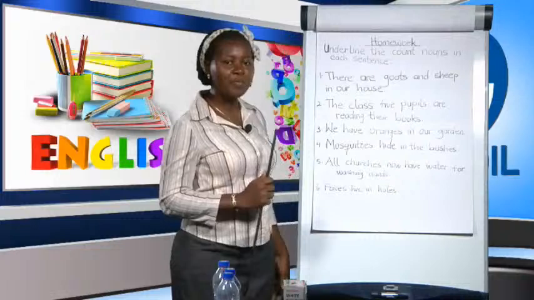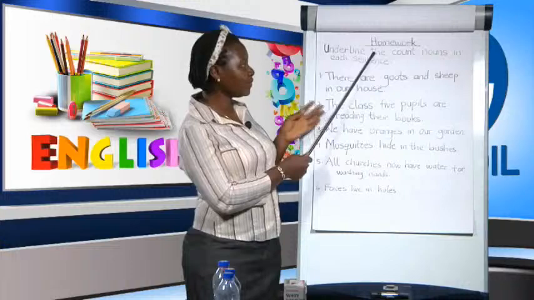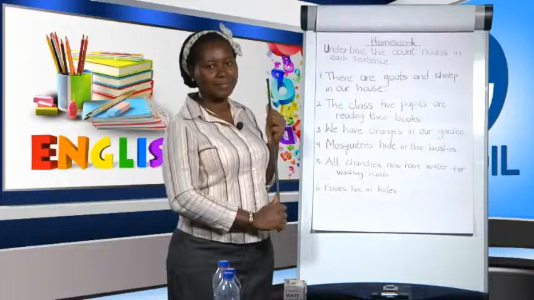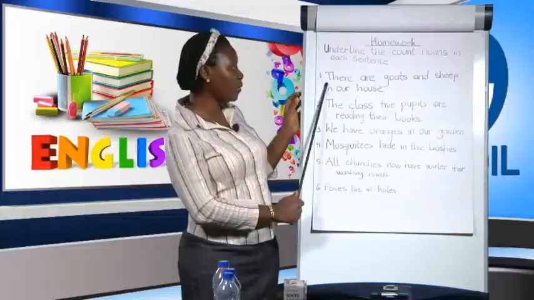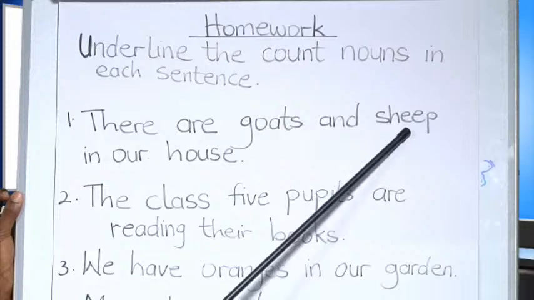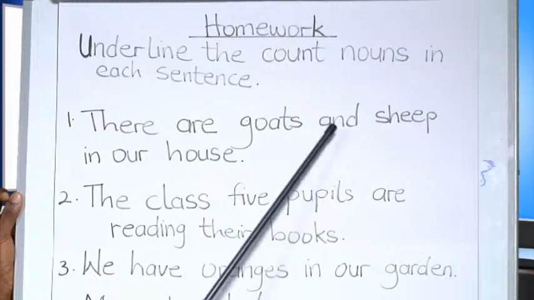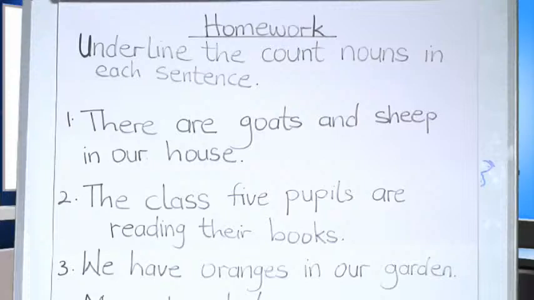Now for your homework today, you have to underline the count nouns in each sentence. So number 1, there are goats and sheep in our house. So you are going to underline the count nouns or countable nouns.